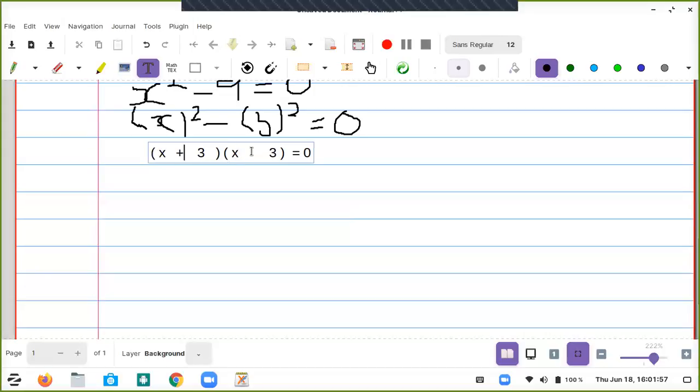And the second bracket, let it have a negative sign. Right? So in this case, I factorize the difference of two squares. So remember I said this method is only true for a difference of two what? Squares. Right? Now, from there, I'm going to equate each factor to 0.